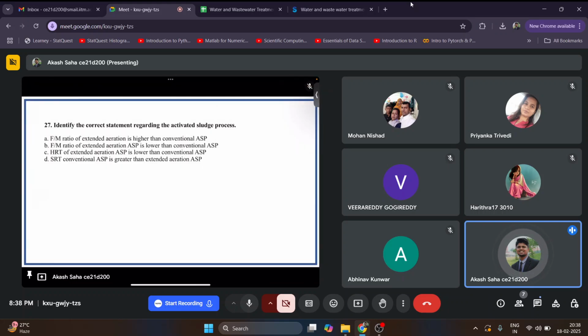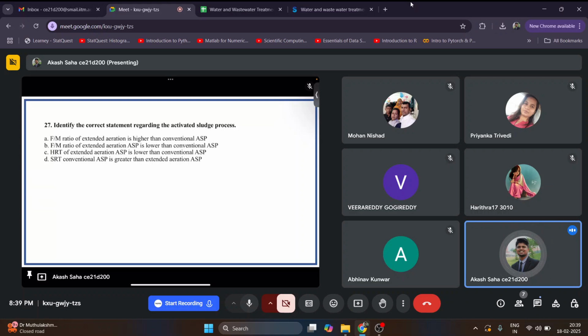Okay, so identify the correct statement regarding the activated sludge process. Here we are comparing the extended aeration and the conventional ASP based on the F by M ratio and the HRT and SRT. You have to tell me which one will be higher or lower. So go through the statements and tell me which one is correct.